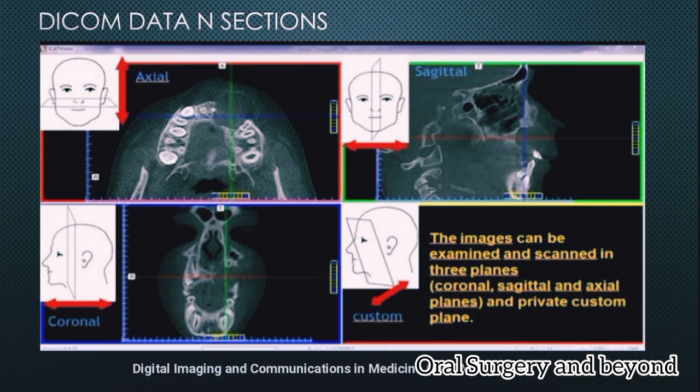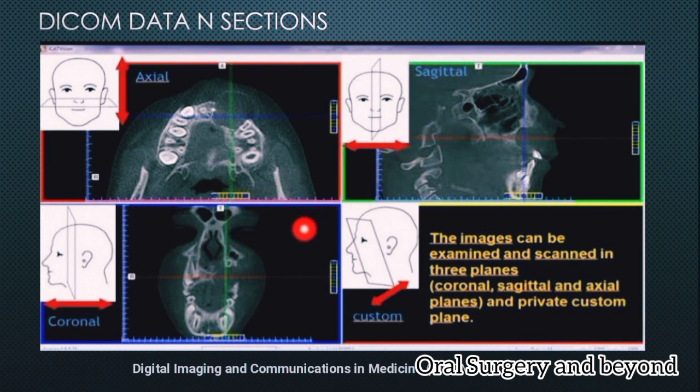Then let's see what DICOM data is and what the different sections of the CBCT are. When the scans are taken, all the scans are converted into DICOM data. What is DICOM? It's the Digital Imaging and Communication in Medicine scan format, right? Actually, the axial section is not a true scan section. Actual sections are sagittal and coronal sections.